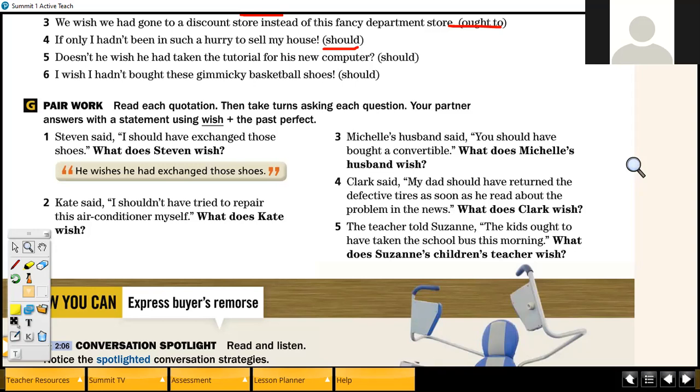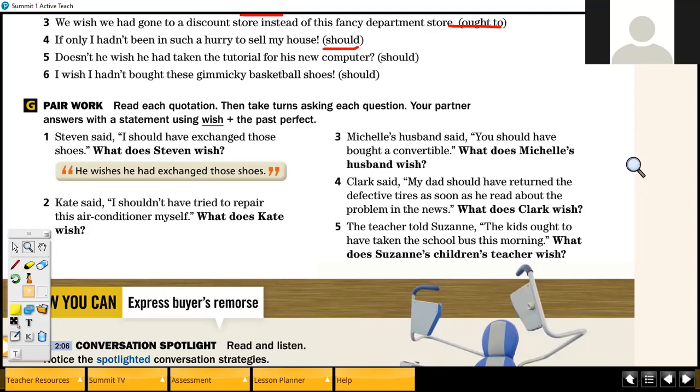Okay, can you repeat again? Remember that you have to begin with wish. She wishes, but remember that you have to use the same subject. She wishes she hadn't tried to repair that air conditioner herself.